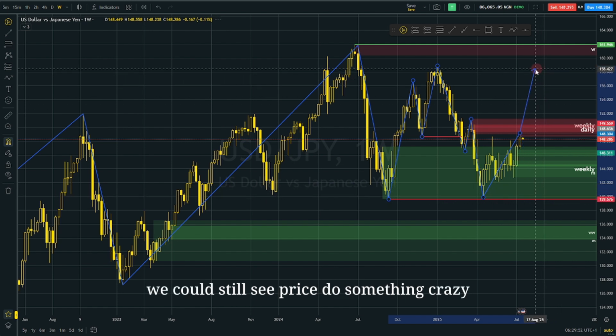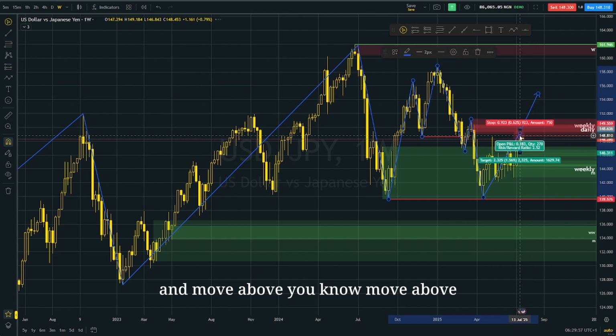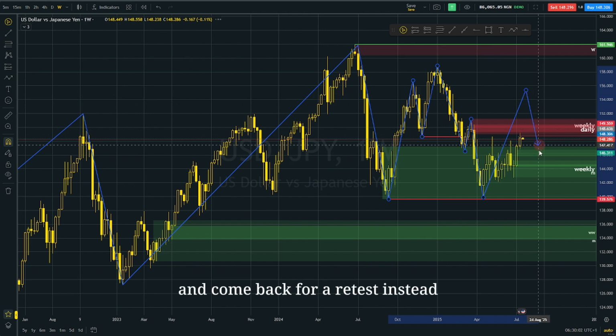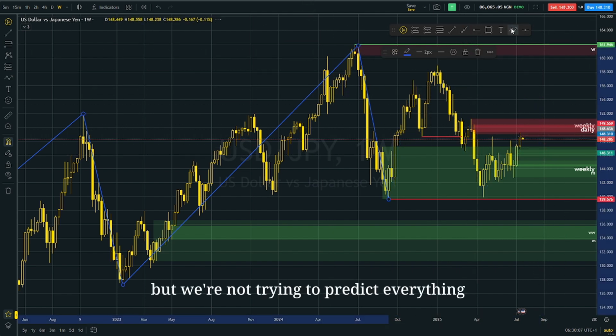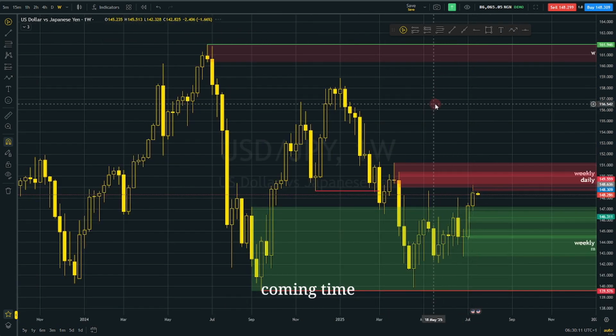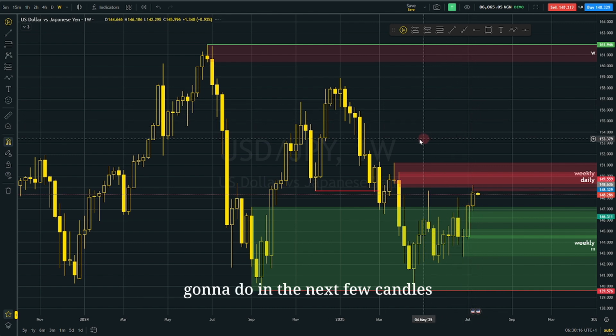We could still see price do something crazy and move above. Let me just show you what I mean. You see price move above and come back for a retest instead and pull off even higher. But we're not trying to predict everything the market is going to do in this soon coming time. We're just trying to predict what the market is going to do in the next few candles.